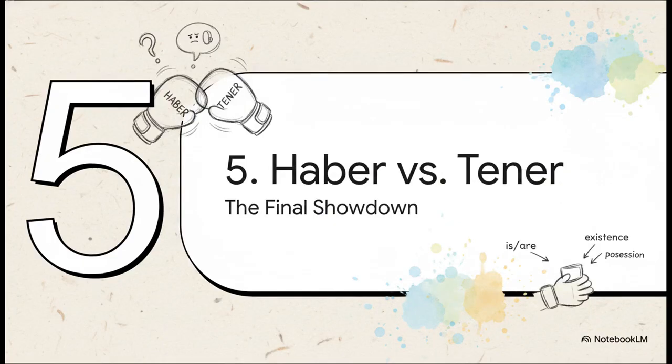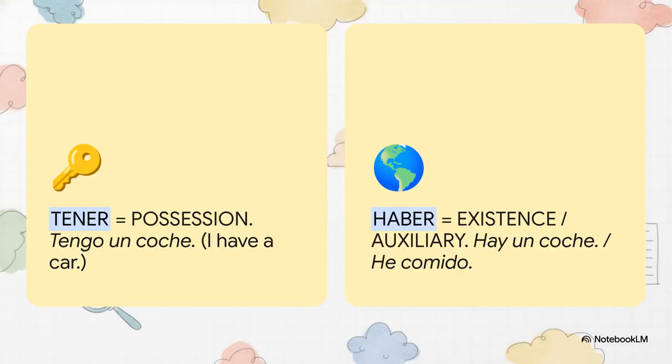Okay, and now for the main event, the final showdown, haber versus tener. This right here is probably the number one cause of headaches for Spanish learners. I mean, they both can mean have, so how do you ever know which one to pick? Don't worry, the rule is actually way simpler than you think. It all boils down to one simple question. Are you talking about owning something, possession? If the answer is yes, you use tener. Tengo un coche means I have a car.